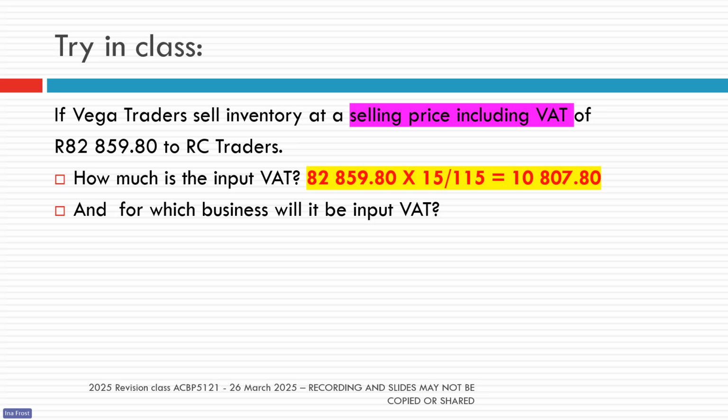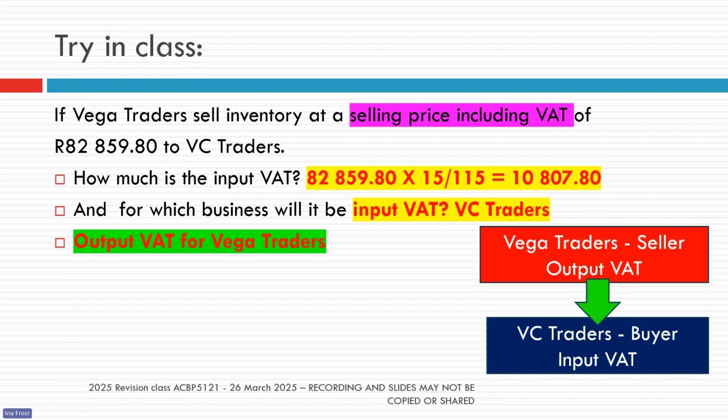Okay, just for the sake of time, you would have used your 15 over 115 formula. I hope we didn't catch anyone out here. I hope nobody used the 15 over 100 formula, because remember, I am already giving you the selling price including VAT. So you have to use your 15 over 115 formula.